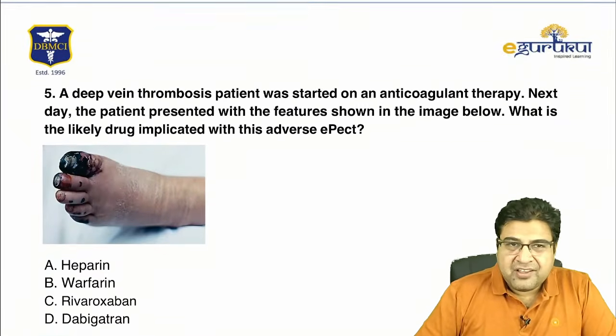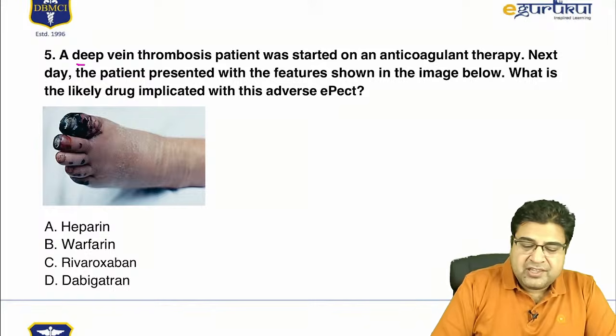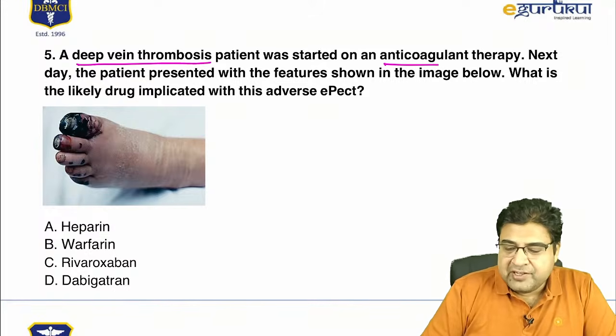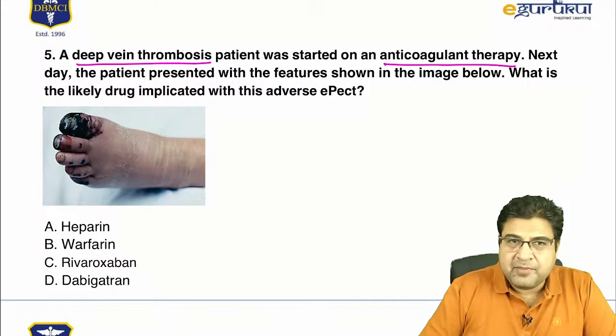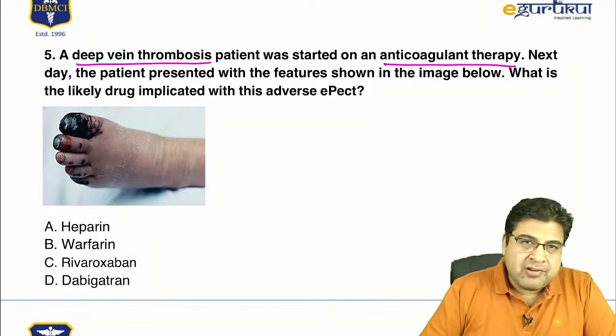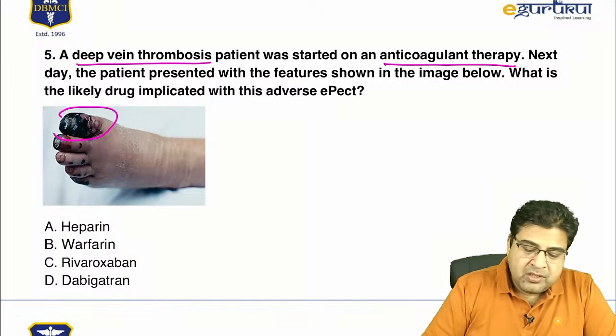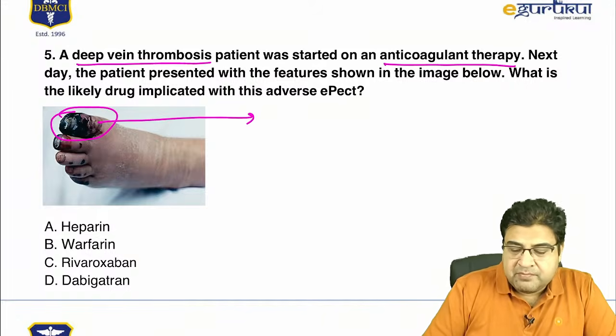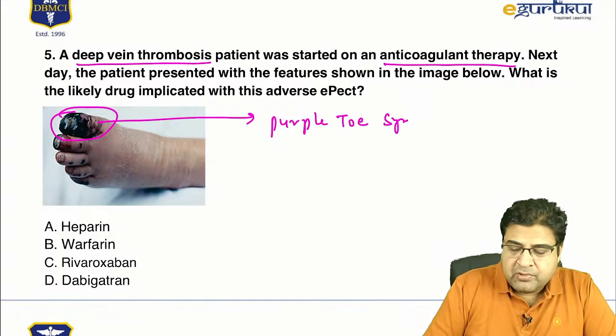So DVT. A patient is a case of deep vein thrombosis and the patient is started on anticoagulant therapy. Now, the patient has got this problem, which is known as purple toe syndrome. This is a skin necrosis, purple toe syndrome.